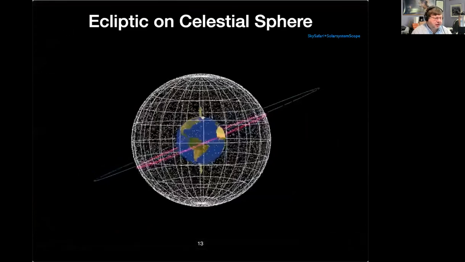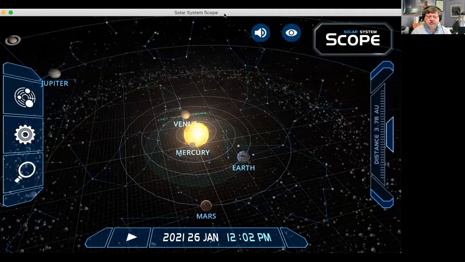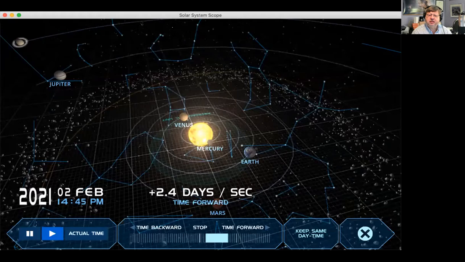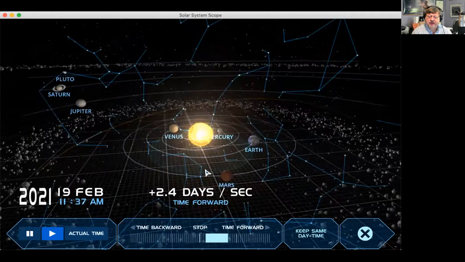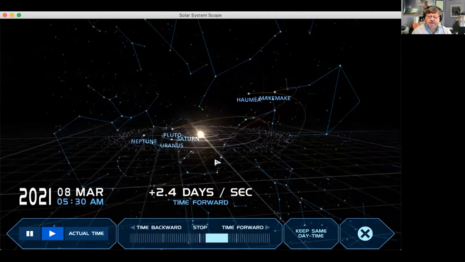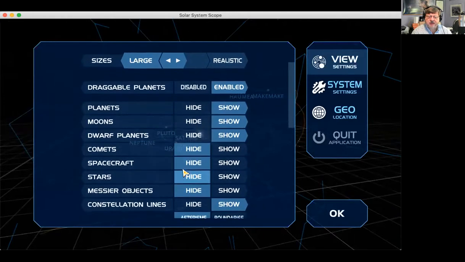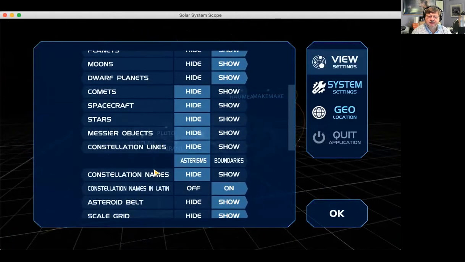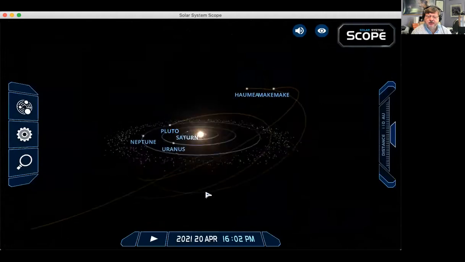Okay, so let's go look at a couple other simulations here. Solar system scope. So here is a visualization of the solar system. Yeah, there we go. We got Mercury, Venus, Earth, Mars, and notice when I go like this, it's completely flat. Okay, so let me get rid of some of this extraneous stuff. Let's hide the stars, hide the constellations, hide the grid. There we go. So we have just the naked solar system.